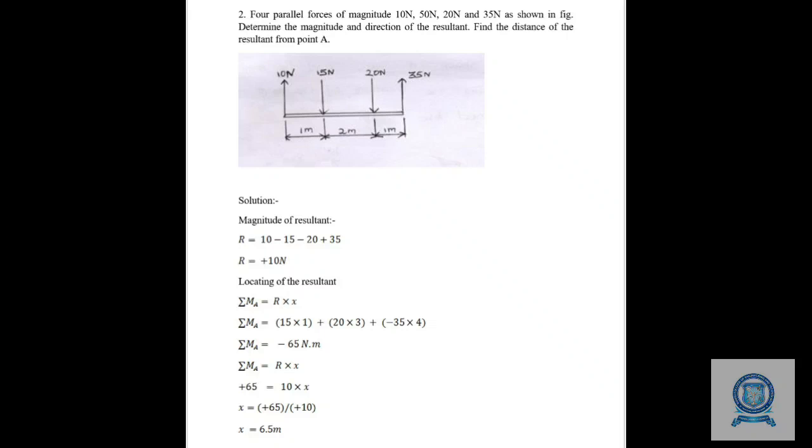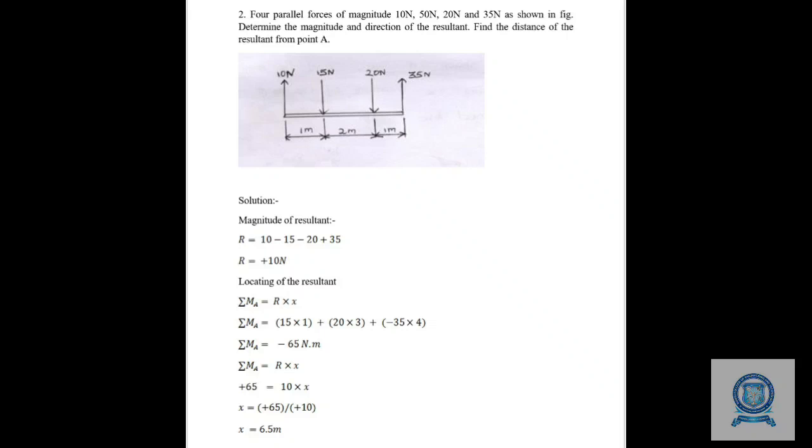We already know the sigma MA value, minus 65. If sigma MA comes negative, the resultant also becomes negative. So you put negative on both sides, the negative gets cancelled, and both sides are positive. So 65 is equal to 10x. So x, or d, becomes 6.5 meters.